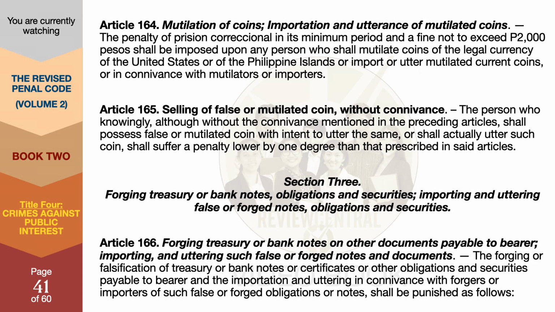Section 3. Forging treasury or bank notes, obligations and securities, importing and uttering false or forged notes, obligations and securities. Article 166. Forging treasury or bank notes or other documents payable to bearer, importing, and uttering such false or forged notes and documents. The forging or falsification of treasury or bank notes or certificates or other obligations and securities payable to bearer, and the importation and uttering in connivance with forgers or importers of such false or forged obligations or notes, shall be punished as follows.